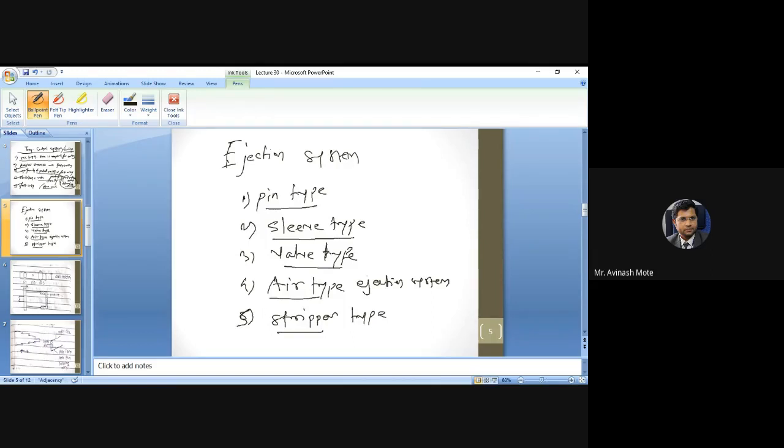Not all are used at once. It depends on the type of product, type of mold, wall thickness, size of product, height, sorry, weight of product. So many parameters will decide the type of ejection system required for the injection molding. Basically the 5 types are pin, sleeve, wall, ear, and stripper type. Now the first one will be the pin type ejection system. We'll see one by one.